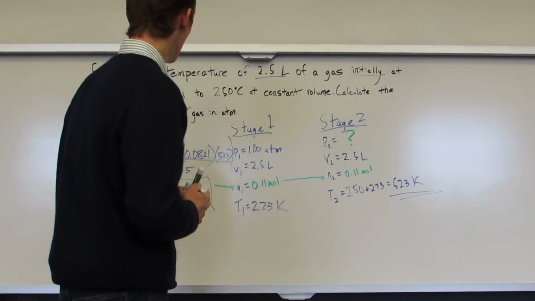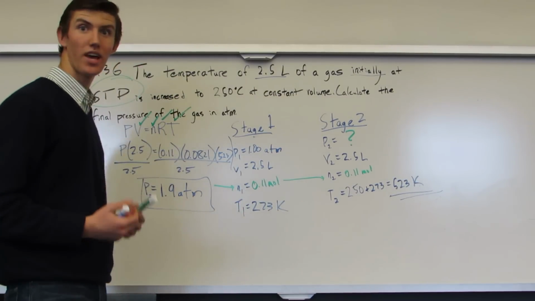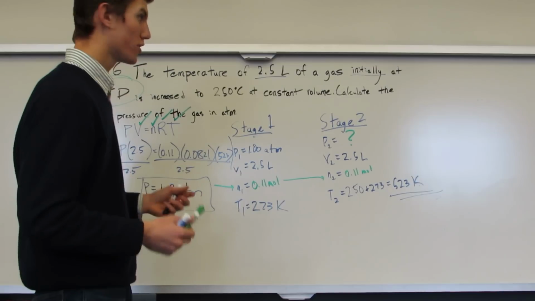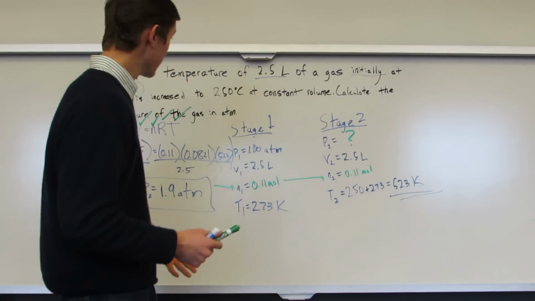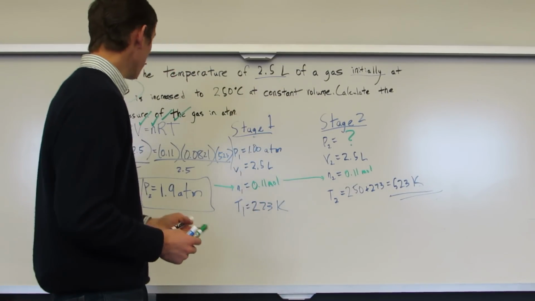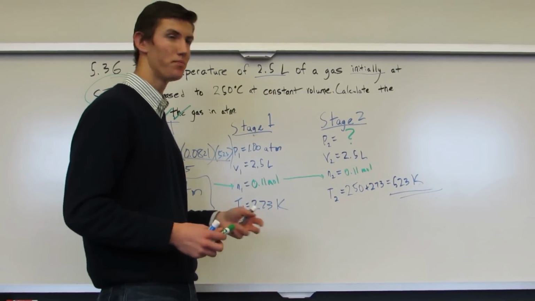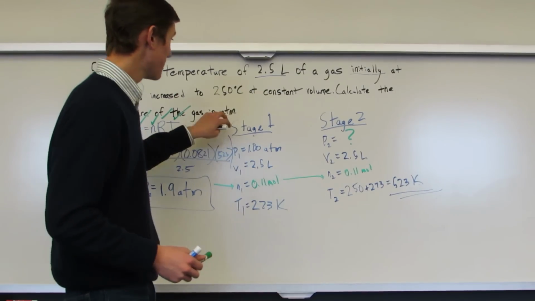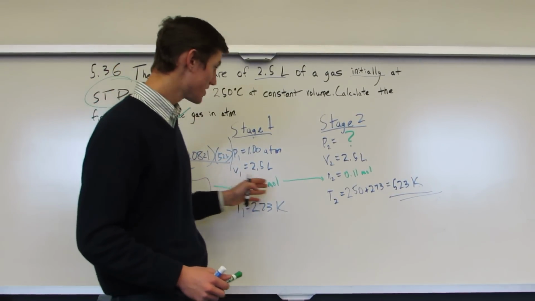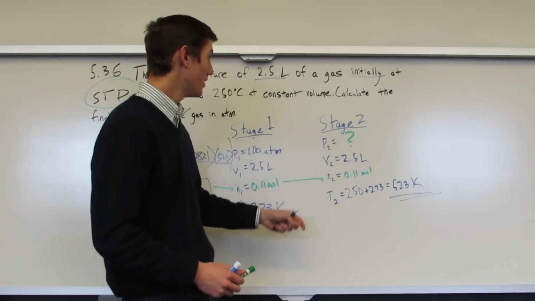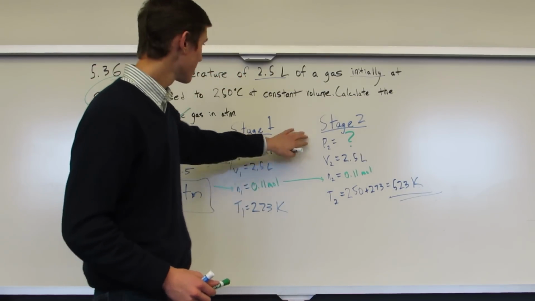So to recap, basically we looked at the problem. First thing we did was we realized this is an ideal gas problem. We then said, okay, there's two stages. Stage 1, our initial stage, and stage 2. We listed all the variables, and then we looked at the information given and filled out this chart of information. We used the information in stage 1 to find the number of moles. We recognized that the number of moles stayed constant, and so then we had only one variable left for stage 2, and we used the ideal gas law to find P2.